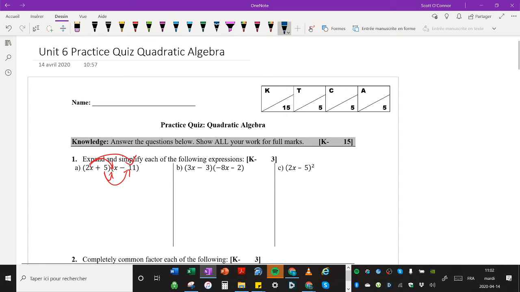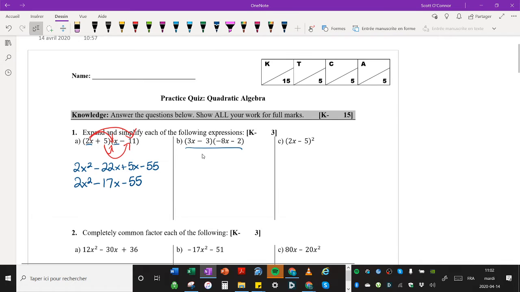So the first one is first, so that's 2x and x, and that gives me 2x squared. And then 2x times negative 11, which gives me negative 22x. 5 times x gives me 5x, it's positive. 5 times negative 11 gives me negative 55. And so then I get 2x squared minus 17x, since negative 22 plus 5 gives me negative 17x, minus 55. And that's the answer for that one. And I'll let you do B on your own.